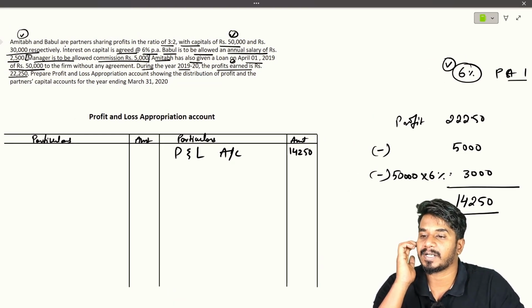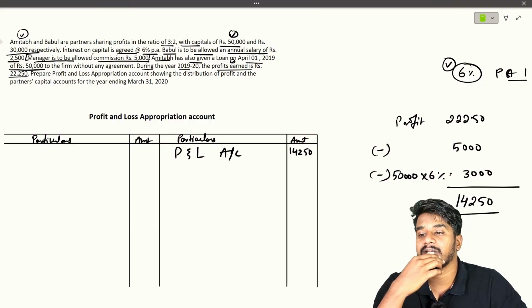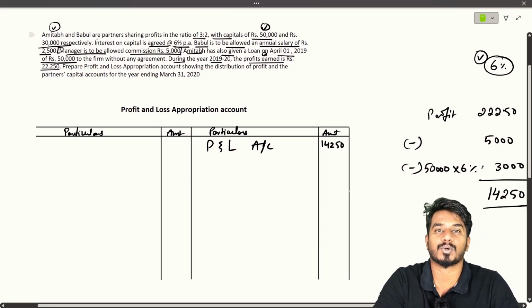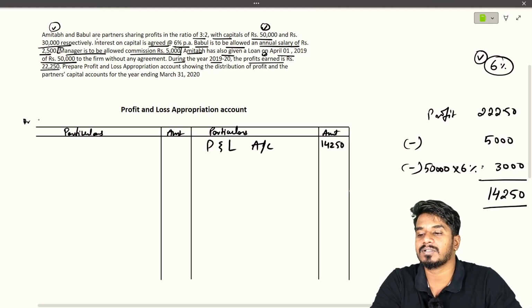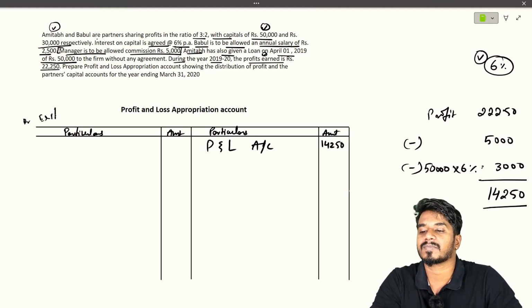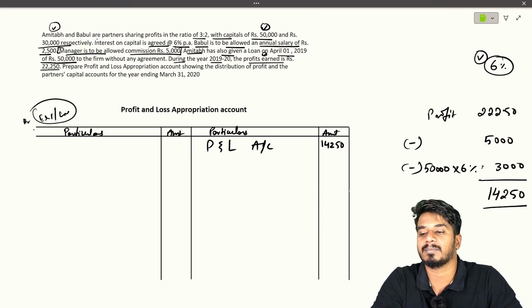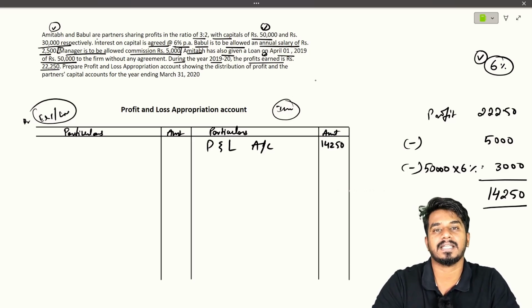Then they have given capitals, so we will show it in the partner's capital account. So interest on capital is agreed 6% per annum, where we will show it in the P&L appropriation account, obviously on debit side, because expense or loss of the firm we will show it on debit side, and if there is any income for the firm, we will show it on credit side. Did you understand clearly? Yes.